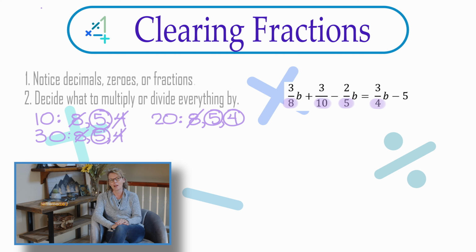We're in an all or nothing game where we all have to win or it's a lose. Keep going to 30. Definitely not a winner. Up to 40. Now, everything goes into 40 evenly. The 4, 5, 8, and the 10. We will multiply our equation by 40.